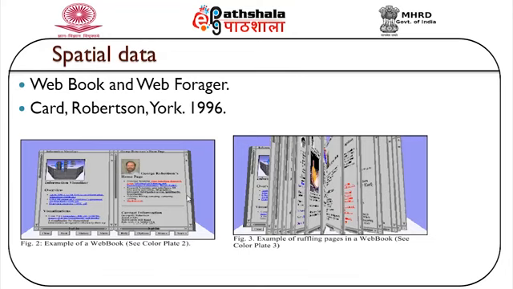Then we have spatial data representation, which can be represented in the form of a webbook. Webbook and web foragers are examples of spatial data representation, wherein the entire data set is made available to the end user in the form of a three-dimensional book. So the end user can just flip through the pages of the book and look into the entire textbook as such.